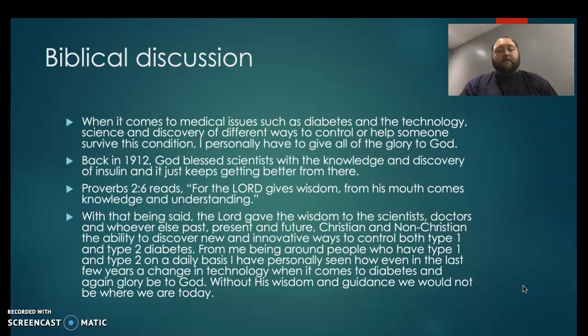From being around people who have type 1 and type 2 diabetes on a daily basis, I have personally seen how, in the last few years, a change in technology, for the better, when it comes to diabetes, and again, glory be to God. Without his wisdom and guidance, we would not be where we are today when it comes to all the medical problems that are going on.